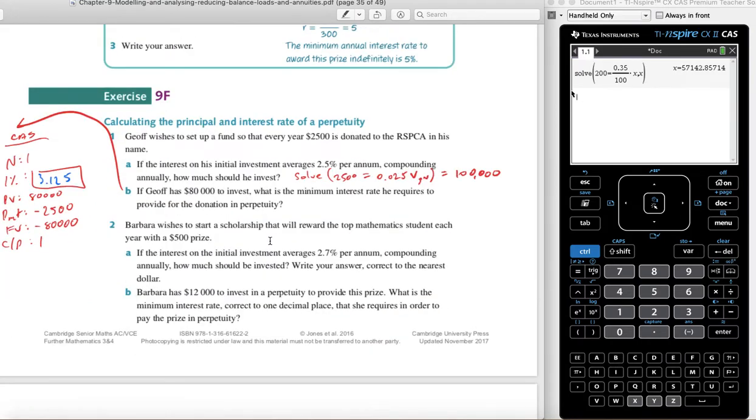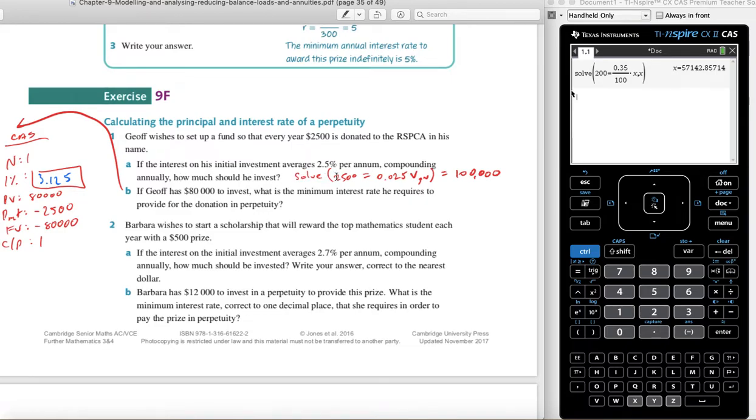Calculating the principal and interest rate of a perpetuity. Jeff wishes to set up a fund so that every year $2,500 is donated to the RSPCA in his name. That's like I was saying before, scholarships and things like that. This is what people do. So if the interest on his initial investment averages 2.5% per annum, compounding annually, how much should he invest?